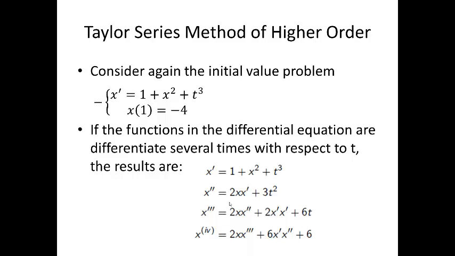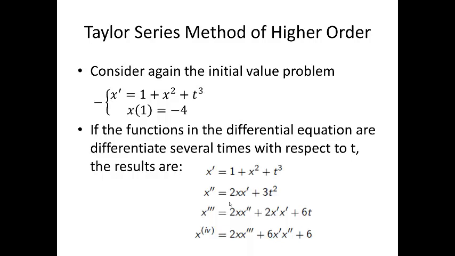If the numerical values of t and x of t are known, these four formulas applied in order yield the first through fourth derivative. Thus, it's possible to use the first five terms in the Taylor series. Since x1 is equal to minus 4, we have a suitable starting point.